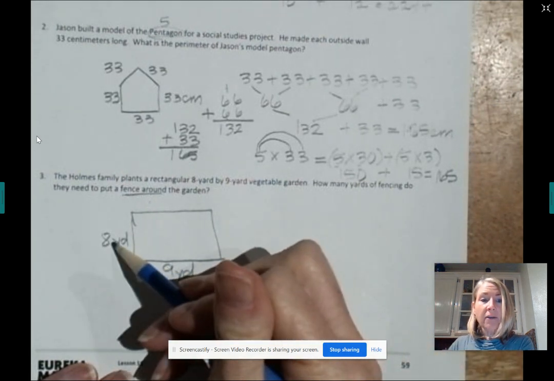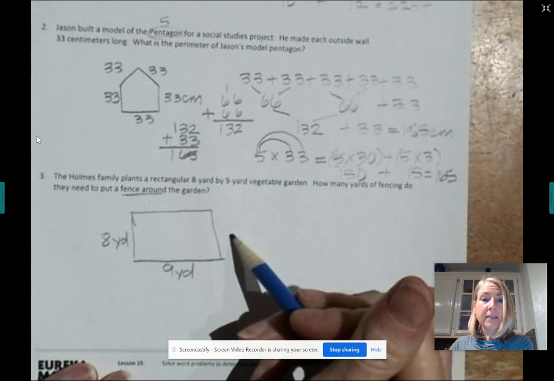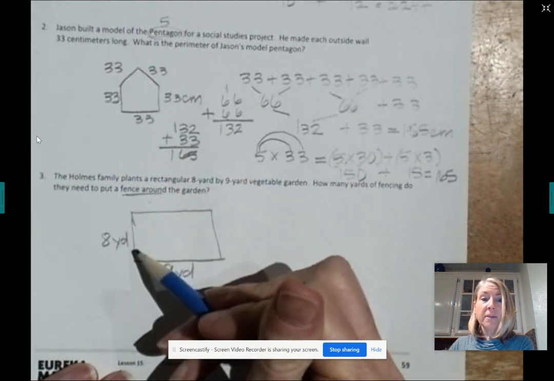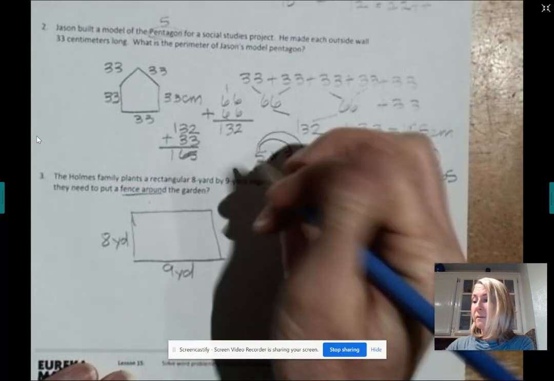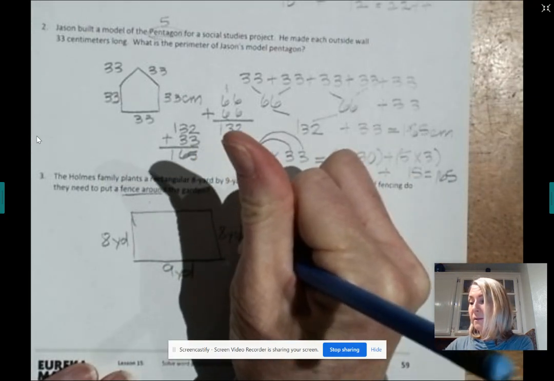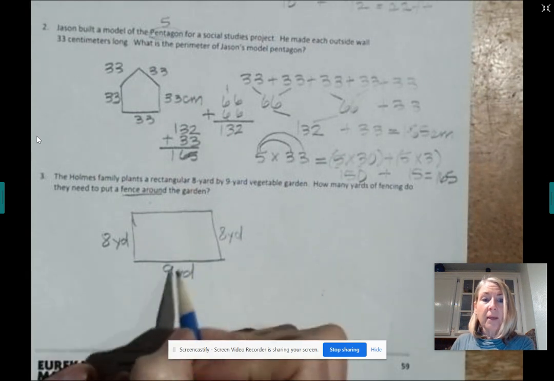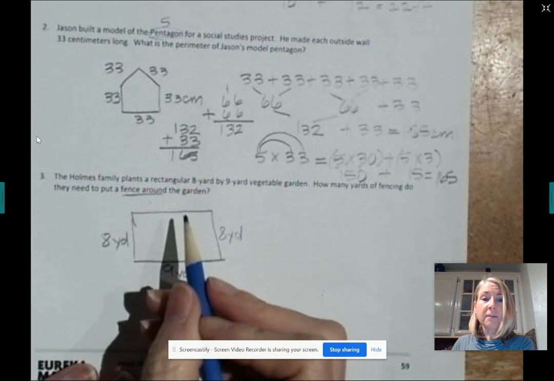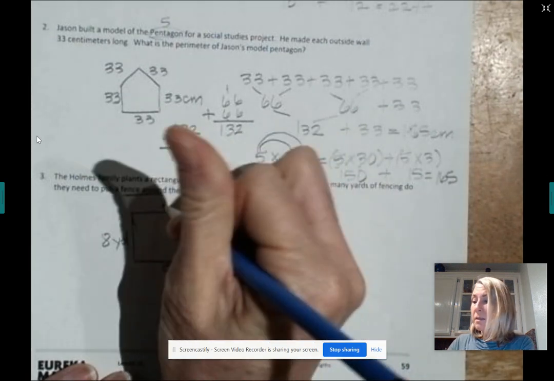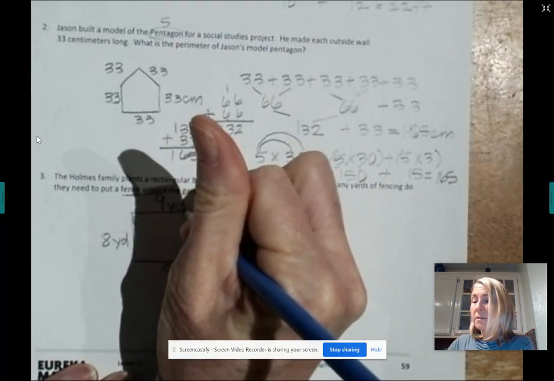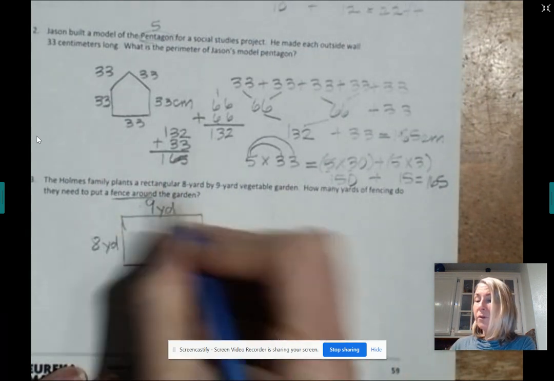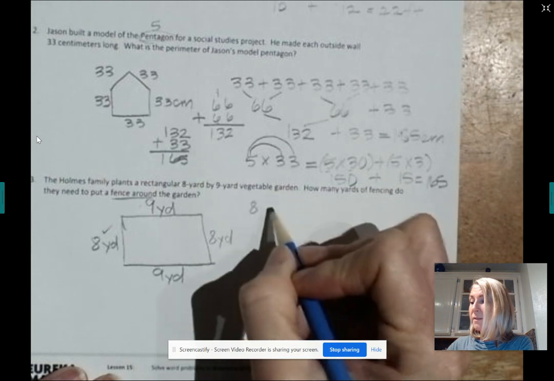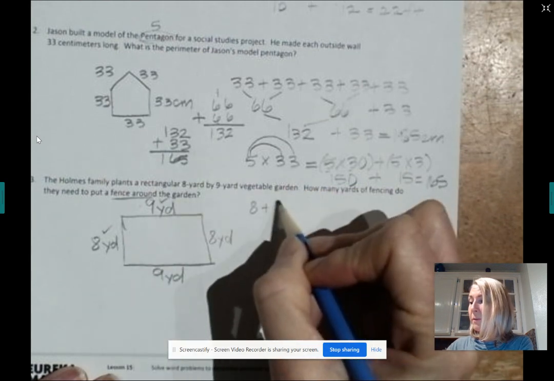So I have 8 yards here, and I have a missing side length here. This is a rectangle, so this side length is going to be congruent with this side length. So I'm going to put that there. Here I have 9 and I have a missing side length. Again, we know rectangles have congruent side lengths. So I have 9 yards here. Now the first is just to systematically go and check each one and set up your addition problem.